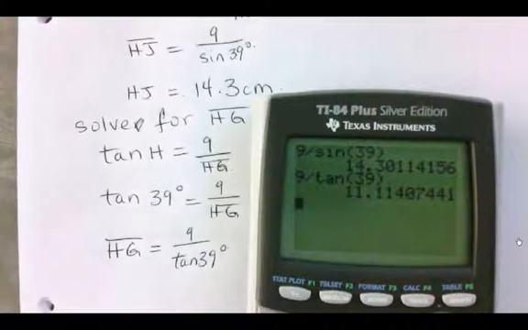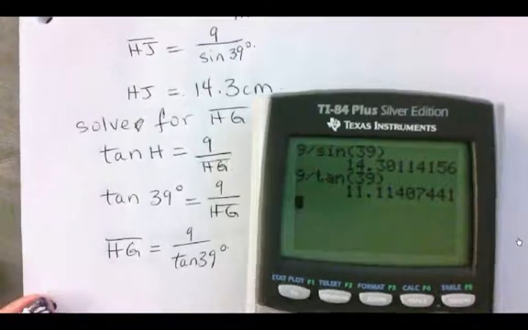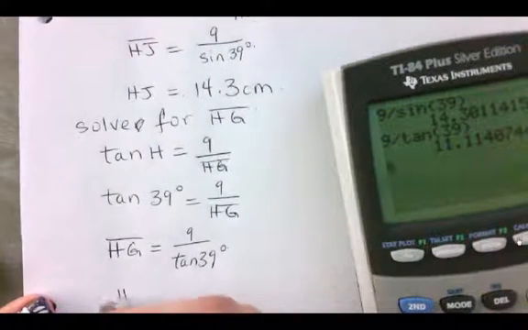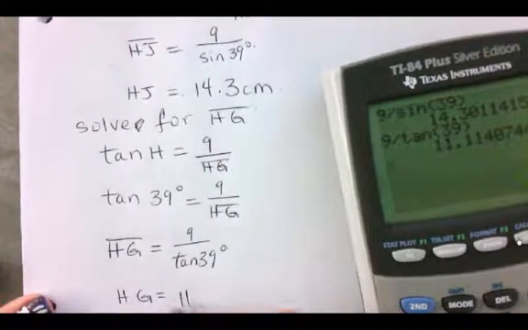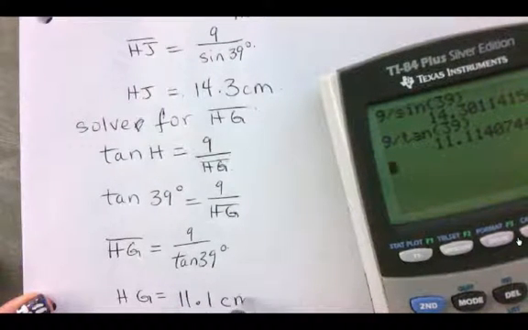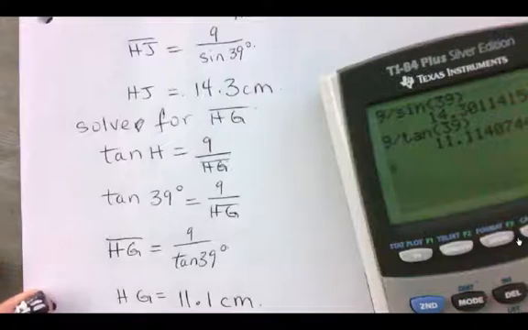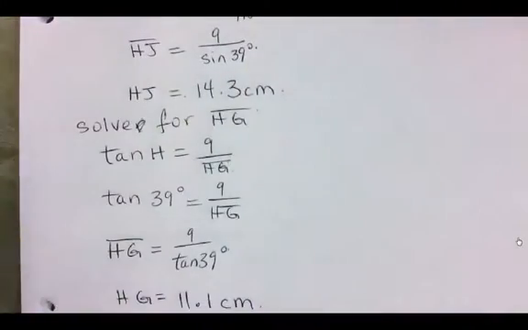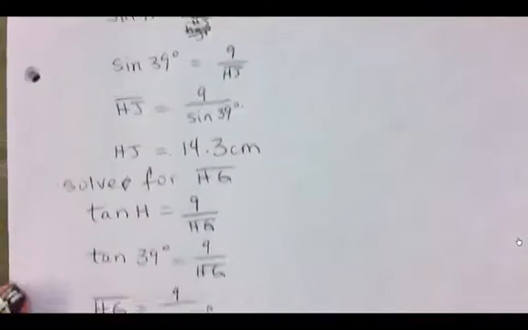Okay, does that look right? Yeah, okay, great. So HG is equal to 11.1. How many decimal places am I carrying? Just one? Okay, so now let's check to see if I've figured everything out.